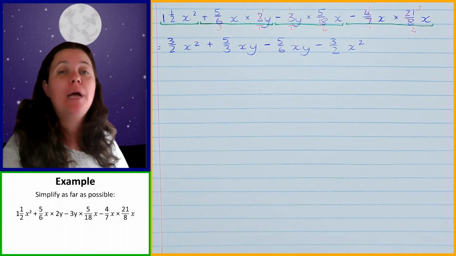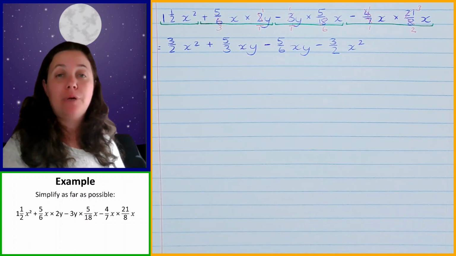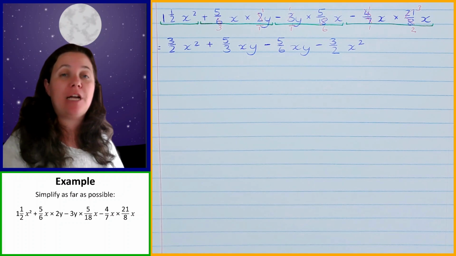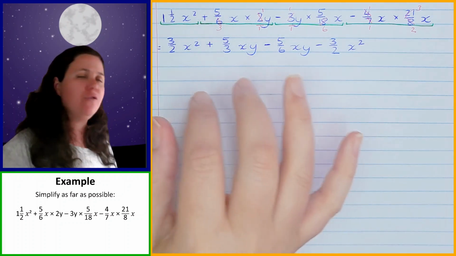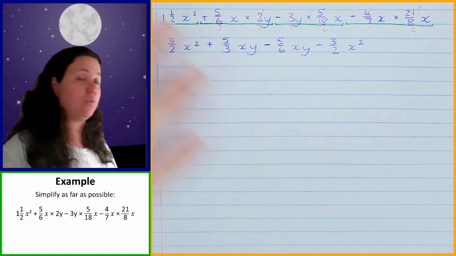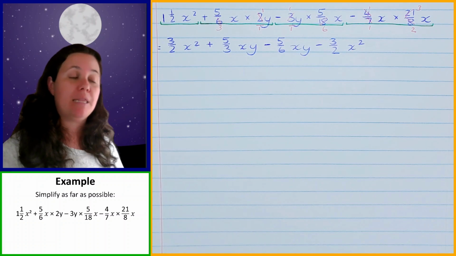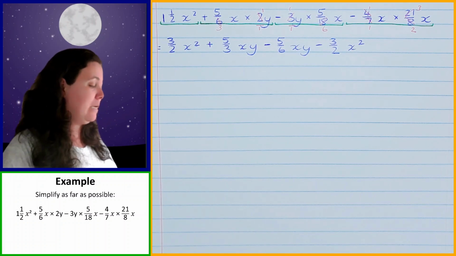So now I need to go and collect my like terms. Now, like I said previously, you can skip the step of actually writing them together. But when you've got fractions, it actually makes it easier if you do write them together, because you're going to be having to worry about finding the same denominators and things like that. So it does help if you write them together. Okay, so I'm going to collect my like terms.